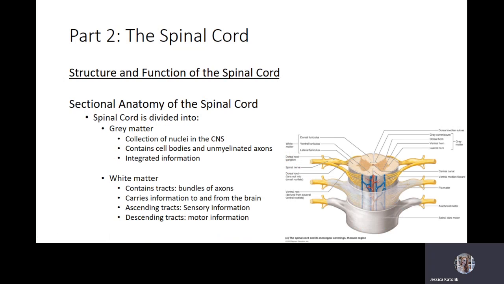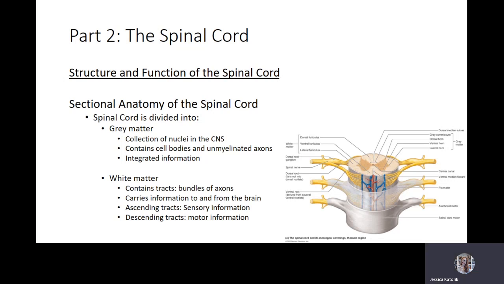Now that we went over the gross anatomy of the spinal cord, we're going to look at the sectional anatomy of the spinal cord. So what we have done here is we've taken a transverse cross-section of the spinal cord, and we're looking at the cut end, and we're going to study the different features that we can see when we see the cut end of the spinal cord.